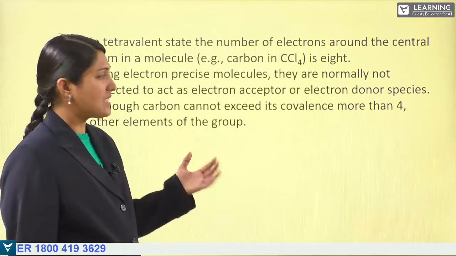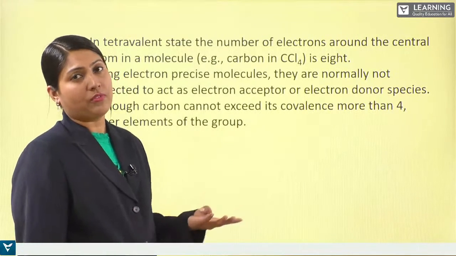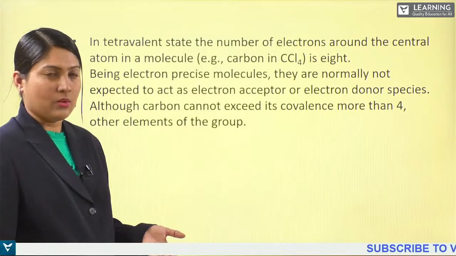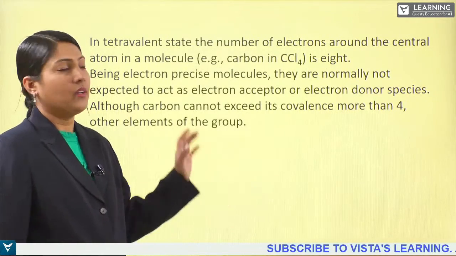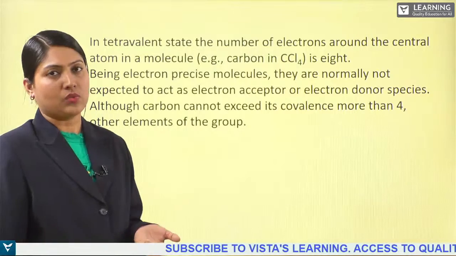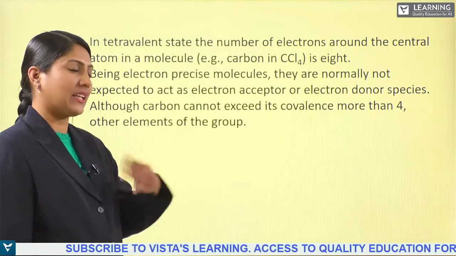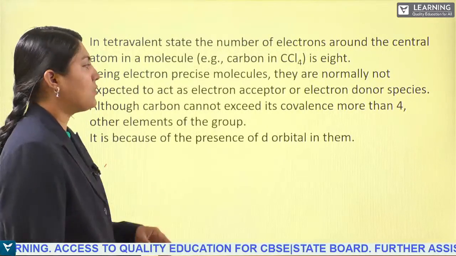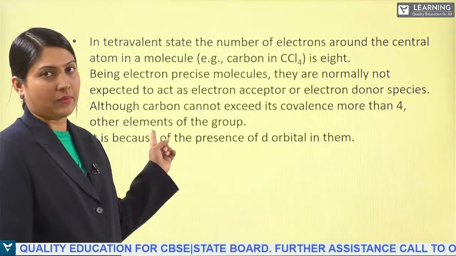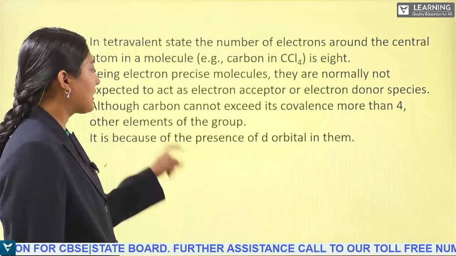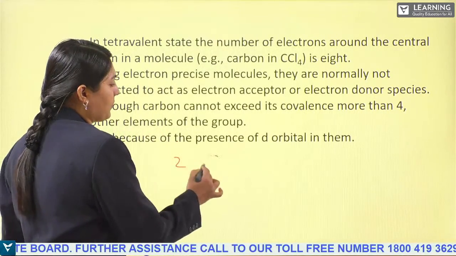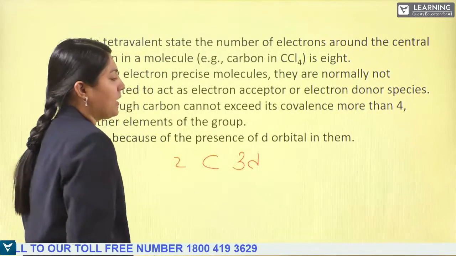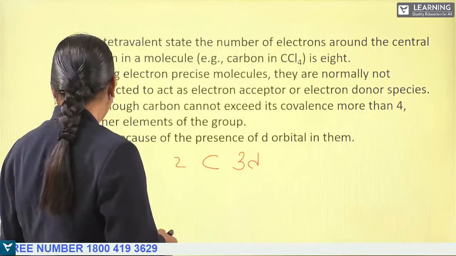Carbon cannot exceed its valency of more than 4. You can see that other elements can have +6, whereas here in the carbon group, carbon cannot exceed +4 because it has only 4 electrons. It can neither gain 4 nor give 4 electrons. It is because we don't have d orbital in carbon. As we spoke, carbon is in the second period and it cannot have d orbital because d starts from 3d, the third orbit.